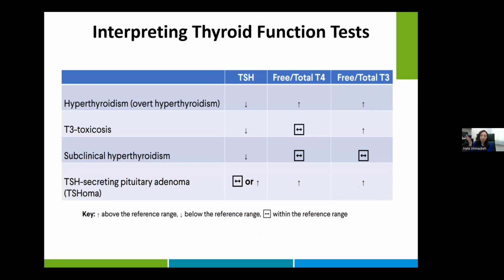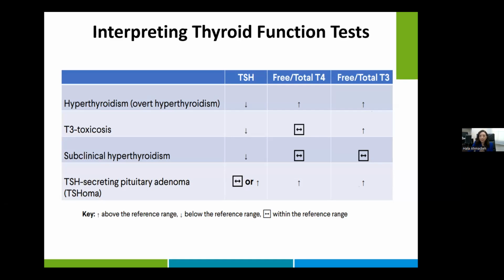If we want to interpret the thyroid test in hyperthyroidism, we often find the TSH to be low and the T4 and the T3 to be high. There's an entity called the T3 thyrotoxicosis, more common in Graves' disease, where you find the T4 to be normal, the T3 to be high, and the TSH to be suppressed. Subclinical hyperthyroidism is an entity where the TSH is low, but the T4 and the T3 are totally normal.